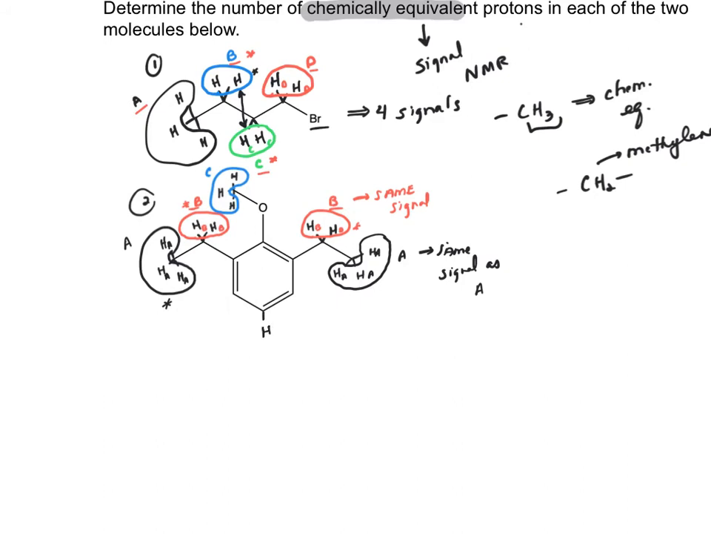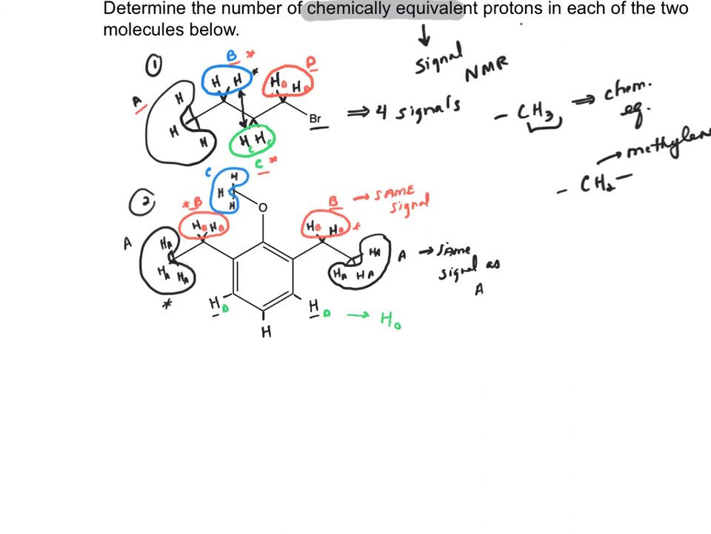So we've got this guy down at the bottom, and then we've got these two over to the left, right? So this one and this one are again going to be chemically equivalent because of that axis of rotation, right? So if we rotated this 180 degrees, we wouldn't be able to tell the difference between this proton and this proton. So these guys are chemically equivalent. So HD are chemically equivalent.